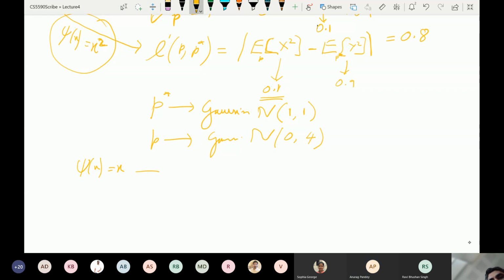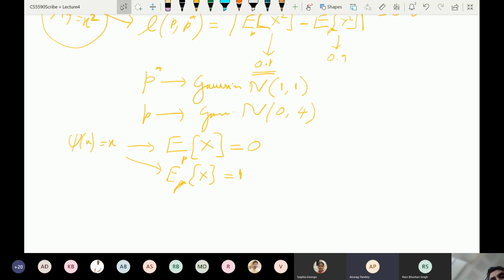If we take this, what is the expectation of psi of x? It is in this case x, where x is distributed as p. So what is this in this case? 0. And what is the expectation under p star in this case? 1, right? And so what is the loss function? It is 1, right?